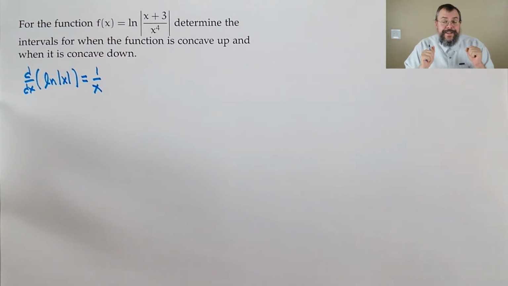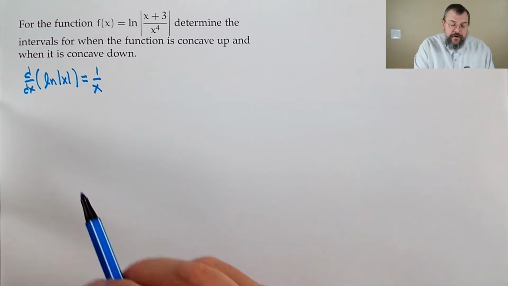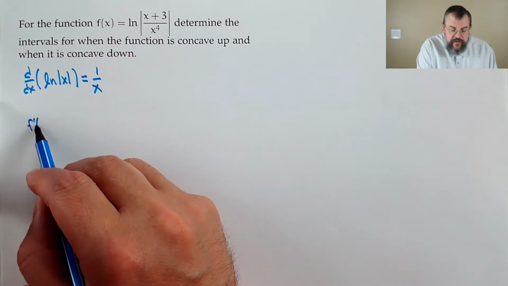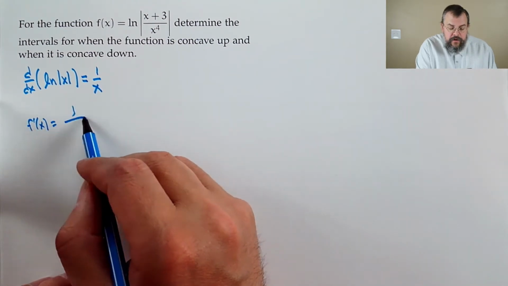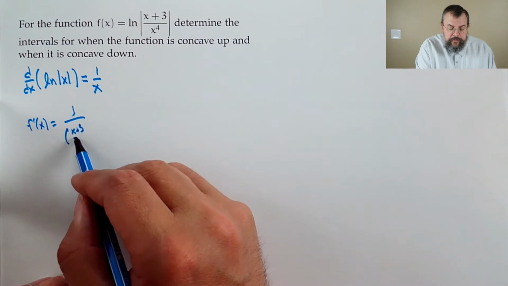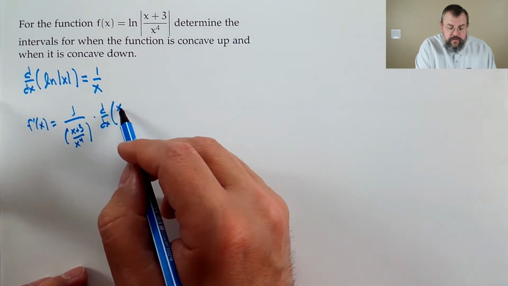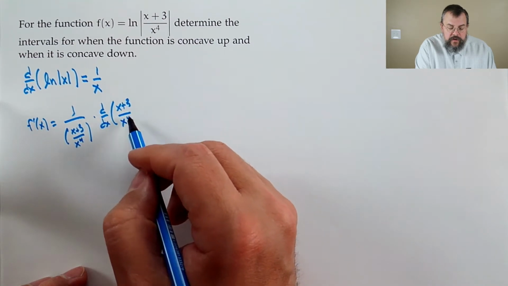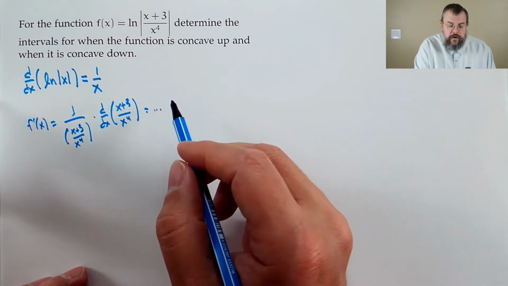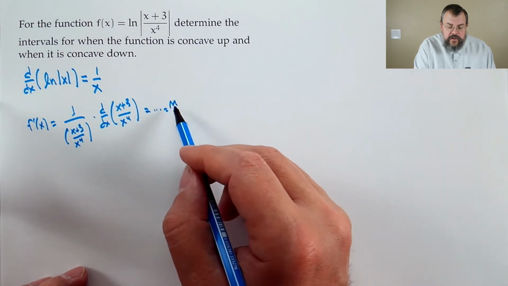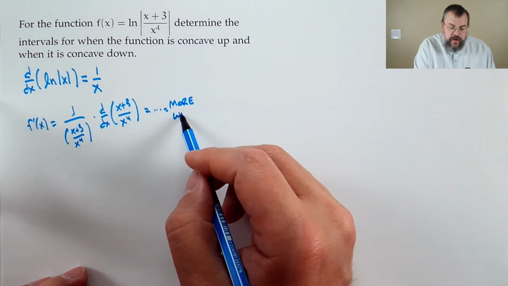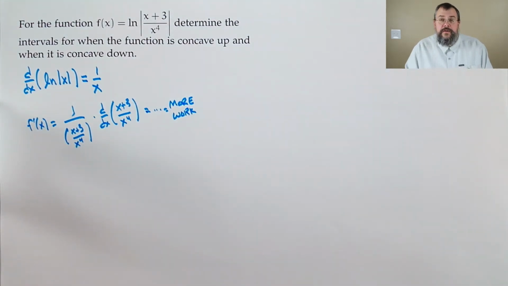Okay, now let's think about taking this derivative. You might say, hey, this doesn't look so bad now. If I'm doing f prime of x, that would be what? Well, 1 over the inside times the derivative of the inside, which means I'm going to be doing a quotient rule and more work. Now, generally speaking, we really don't mind more work, but we don't want to do too much work. We want to be smart.